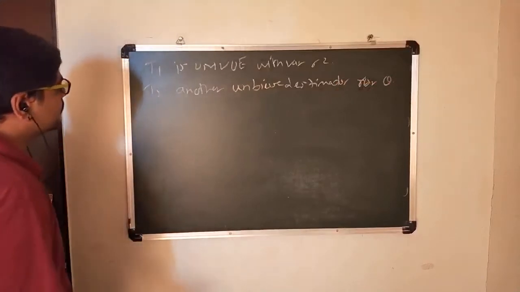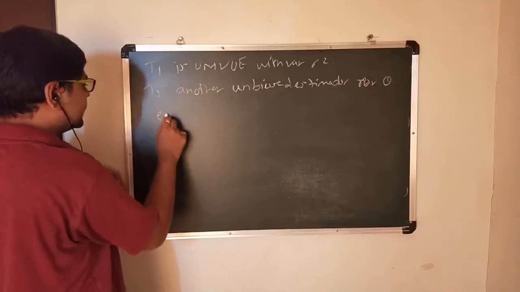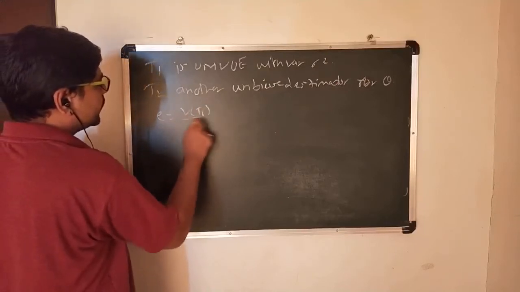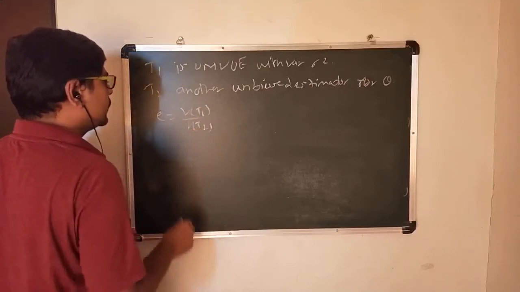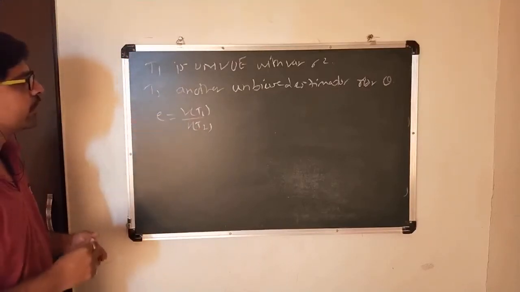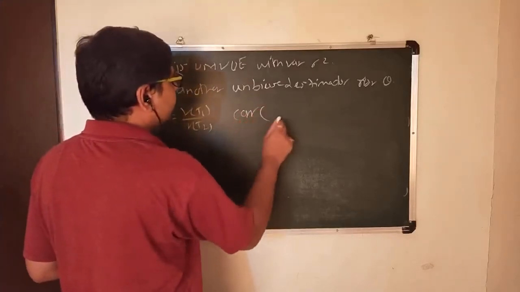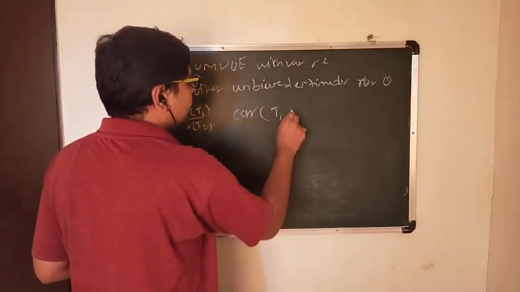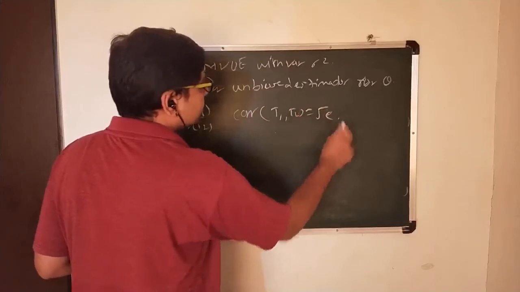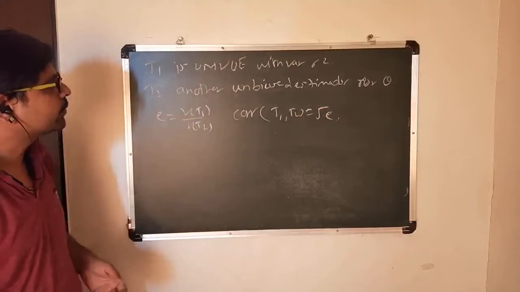Suppose the efficiency is given by variance of T1 divided by variance of T2. This is the efficiency of T2 with respect to T1. Then we have to show that the correlation between T1 and T2 is the square root of E. So we have to prove the correlation between T1 and T2 is the square root of E.